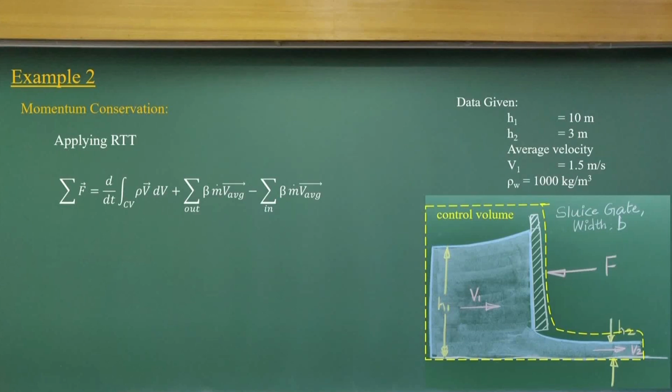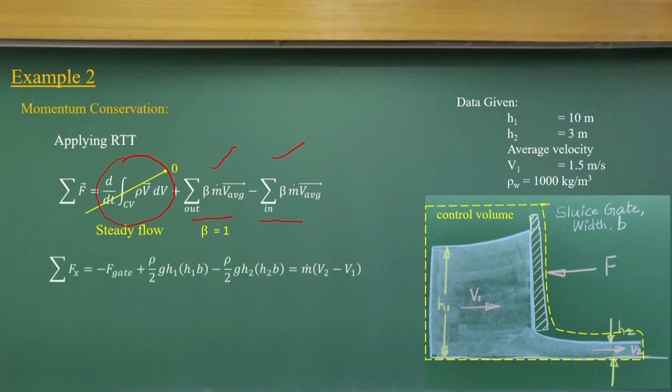So, the sum of the forces acting on this will be the rate of change of the momentum flux storage within the control volume plus the net outflux of the momentum flux, considering these beta values. In the case of steady flow, I can make the storage term 0 and beta equal to 1, as we have discussed.